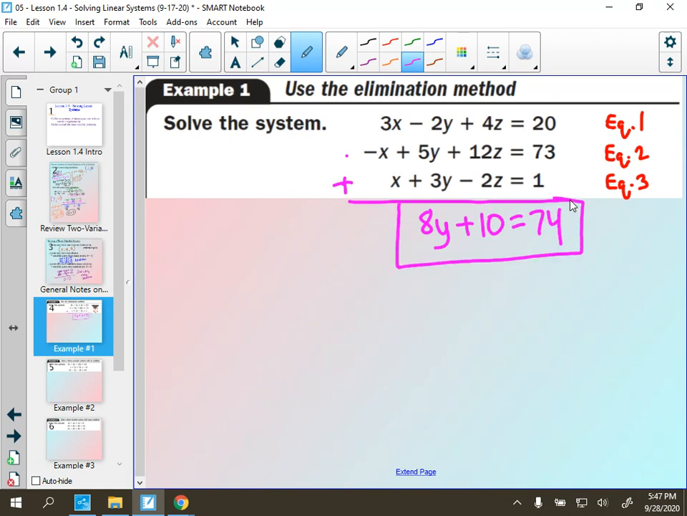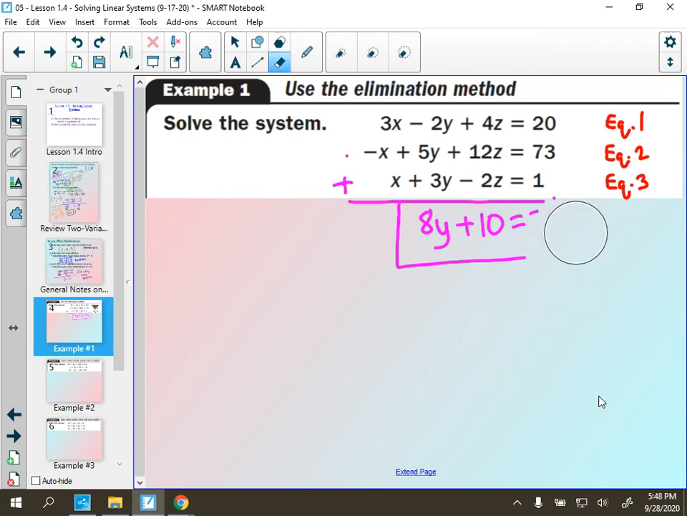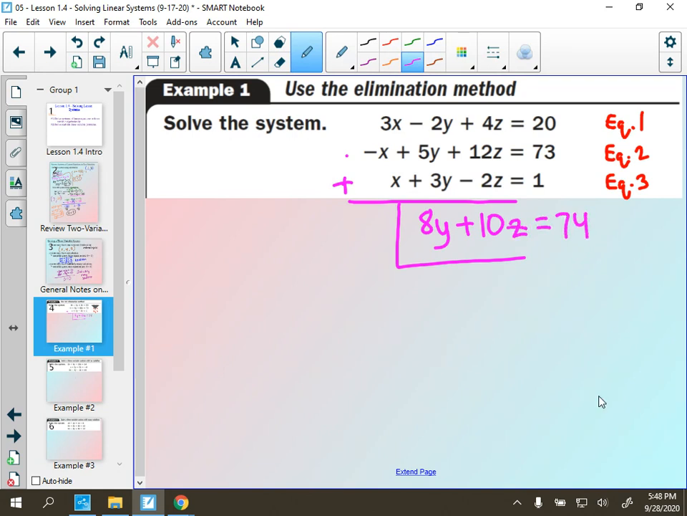Now here's the downfall: I still have two variables left. I didn't until I add this back in there. So I can't just finish this and say, wow, that was easy. I have two variables still. I say, okay, now what?